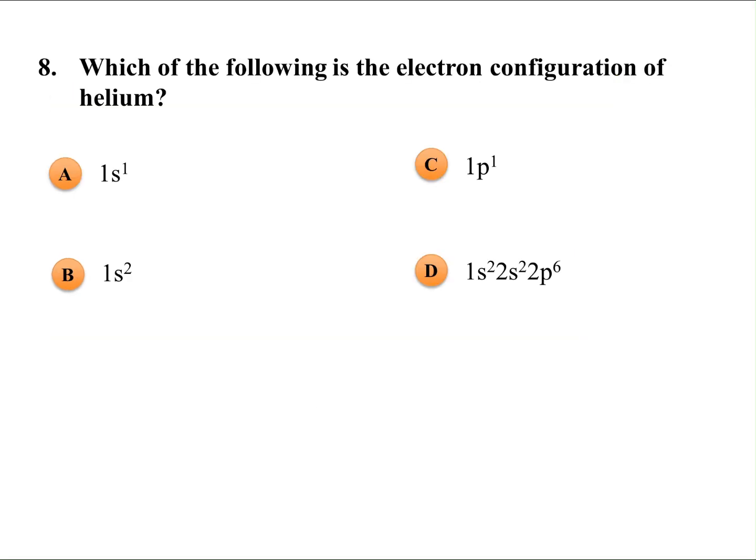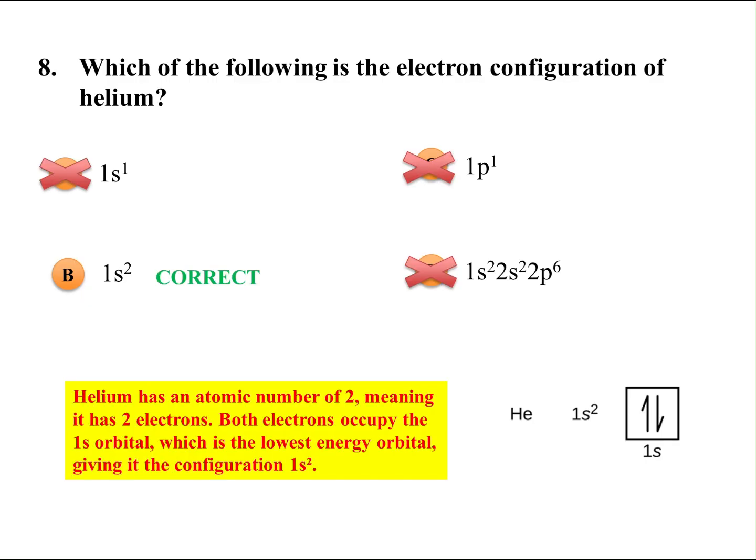Which of the following is the electron configuration of helium? Of course, the answer is 1s2, because helium has 2 electrons occupying the 1s orbital.